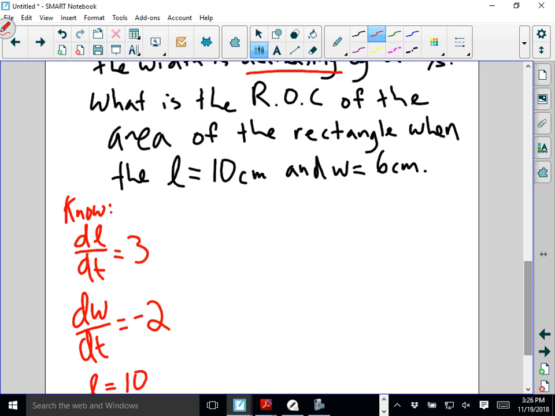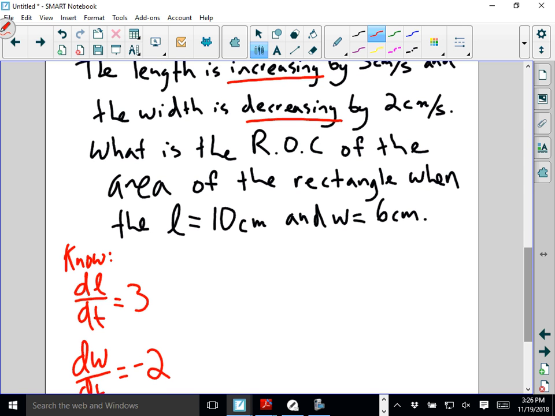Our need column then, let's look at the question word. It says, what is the rate of change of the area? So what I need here is not the area. The area is 60, that's not a big deal, 10 times 6. But what I need is the rate of change of the area. So I need dA/dt.